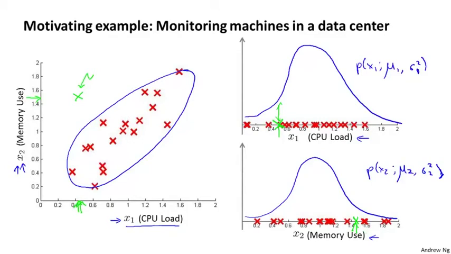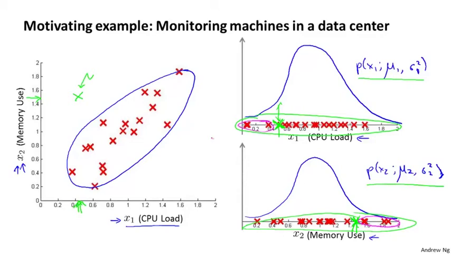And so P of x1 will be pretty high, reasonably high. P of x2 will be reasonably high. I mean, if you look at this plot, this point here doesn't look that bad. And if you look at this plot, across here, it doesn't look that bad. I have had examples with even greater memory use or even less CPU use, so this example doesn't look that anomalous. And so the anomaly detection algorithm will fail to flag this point as an anomaly.